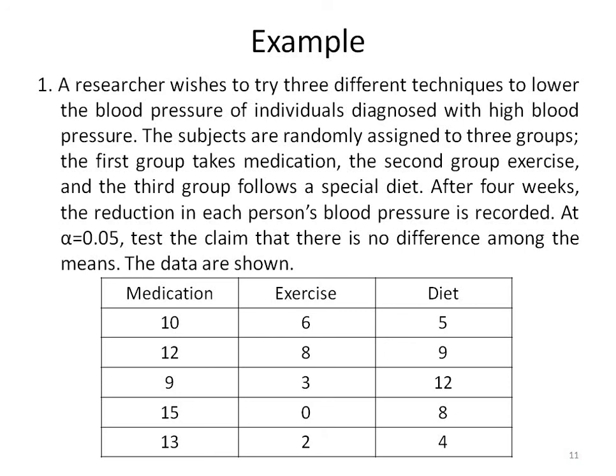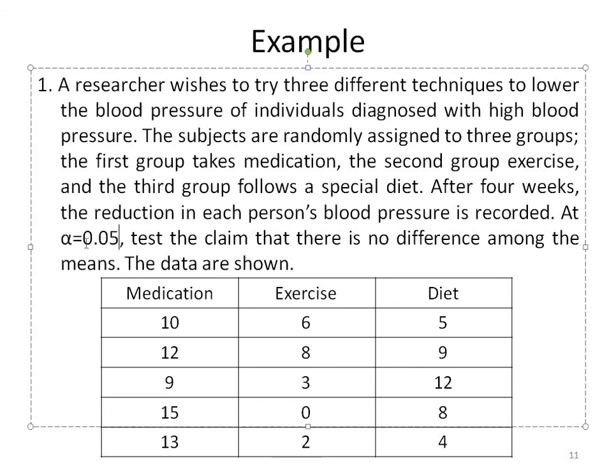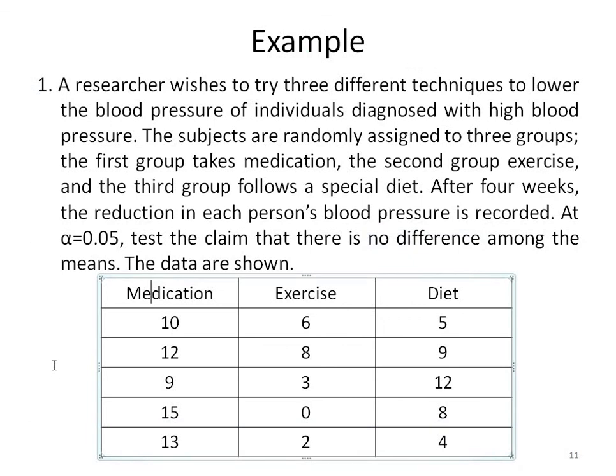Let us read the example. A researcher wished to try 3 different techniques to lower the blood pressures of individuals diagnosed with high blood pressure. The subjects are randomly assigned to 3 groups. The first group take medications, the second group take exercise, and the third group follows a special diet. After 4 weeks, the reduction in each person's blood pressures is recorded at alpha equal to 0.05. Test the claim that there is no difference among the means. So this is the data that is given.